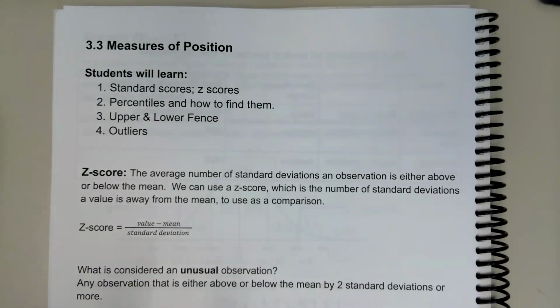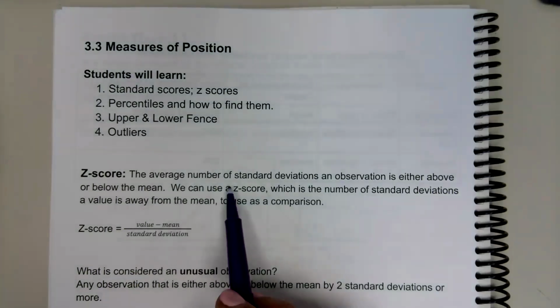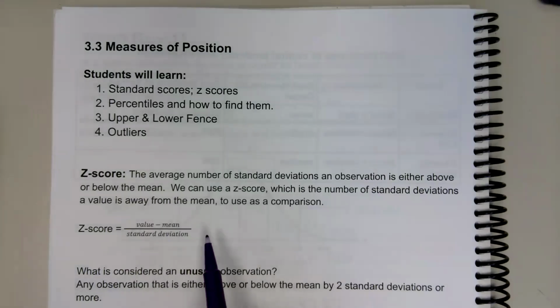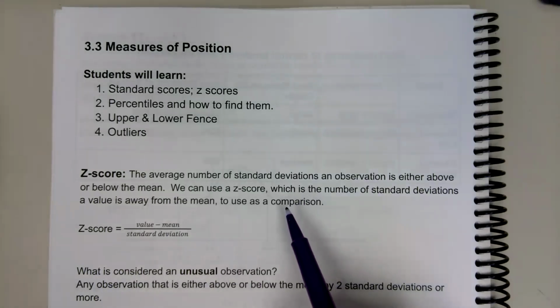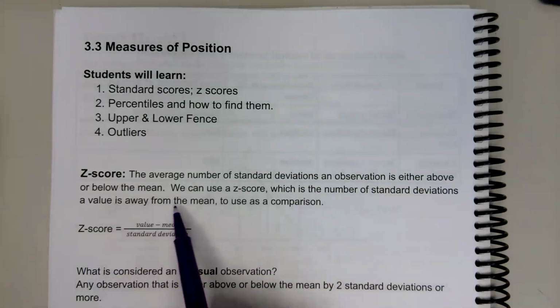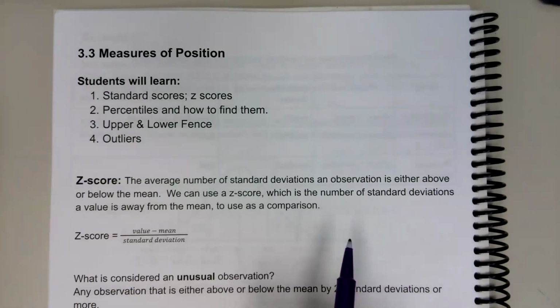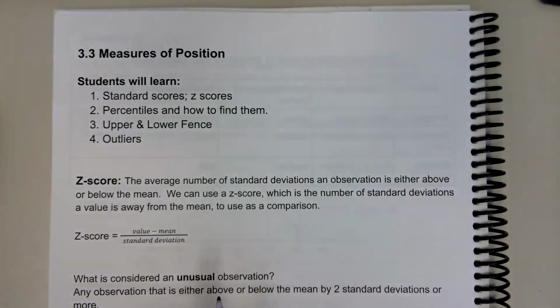It's our standardized score. The average number of standard deviations an observation is either above or below the mean. We can use a z-score, which is the number of standard deviations a value is away from the mean, as a comparison. So have you ever heard your parents say, you're not comparing apples to apples or oranges to oranges, you're comparing apples to oranges?